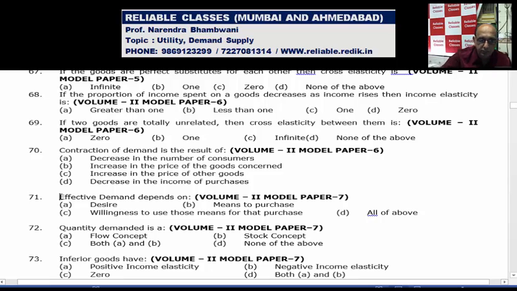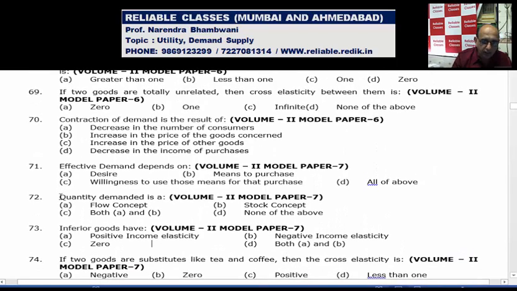71. Effective demand means desire backed up by willingness and ability. Desire होना चाहिए, means to purchase ताकत होनी चाहिए और इच्छा होनी चाहिए, willingness to purchase, use the means for that purchase. So effective demand consists of all the three above things. Okay. Quantity demanded is a flow concept. How much quantity will flow from market to consumers?